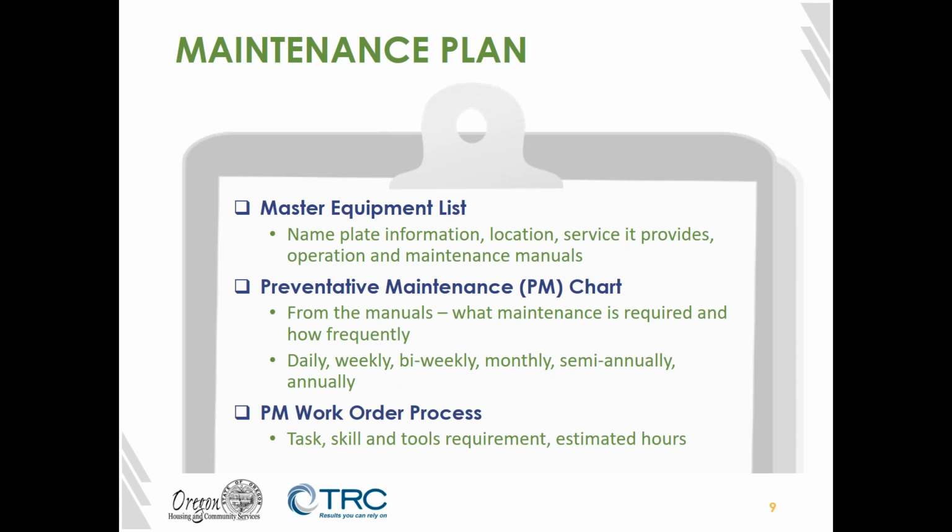And from there, when work needs to happen, we need to have a preventative maintenance work order process that includes the task, the skill and tools requirements, and the estimated number of hours. Now, what form this maintenance plan takes will vary widely across organizations. So a large property management organization with dozens of buildings and tons of employees and lots of things going on, they may use an online platform that enables them to manage this centrally, to have everything easily tracked.